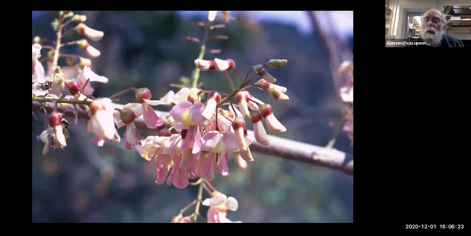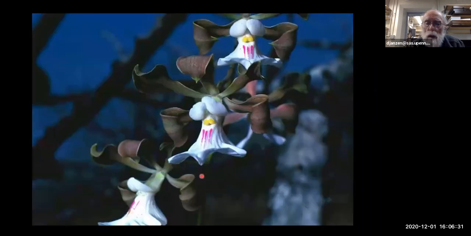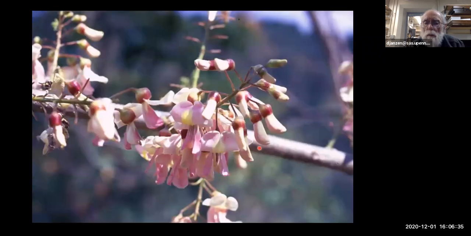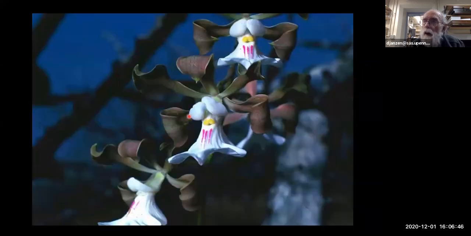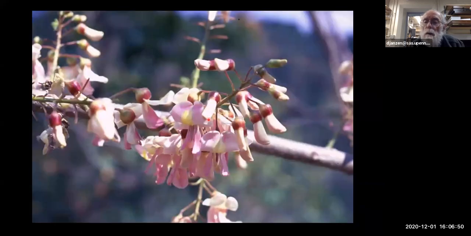This is another flower, a legume that occurs in the same place. And look at it, purple, yellow, and white. Same size flower, same place. This flower offers nectar to the bee. This flower offers nothing. This is a mimic of that.